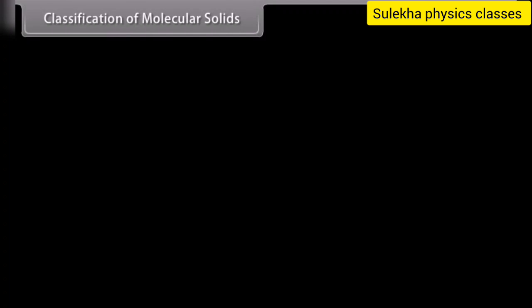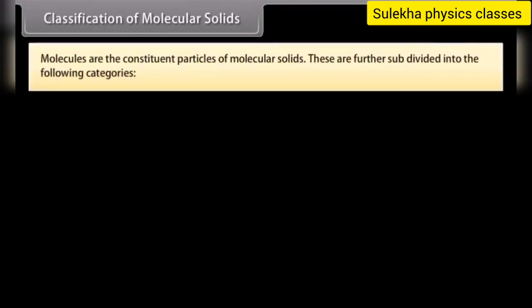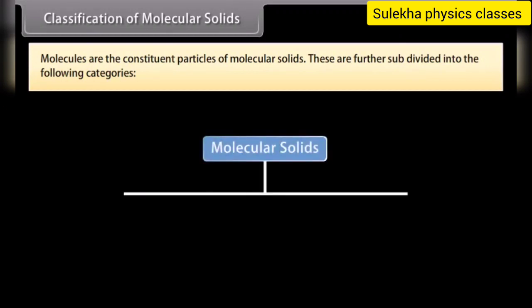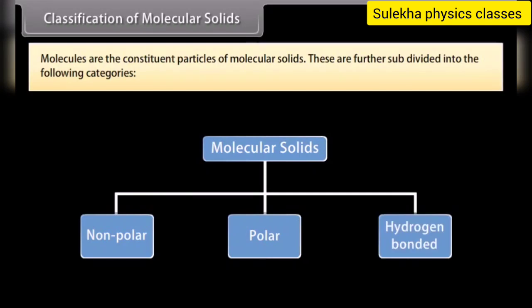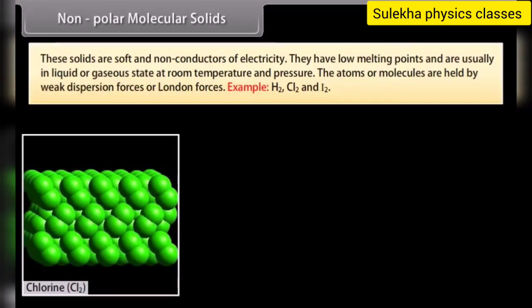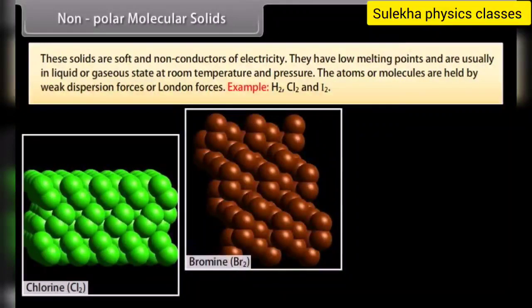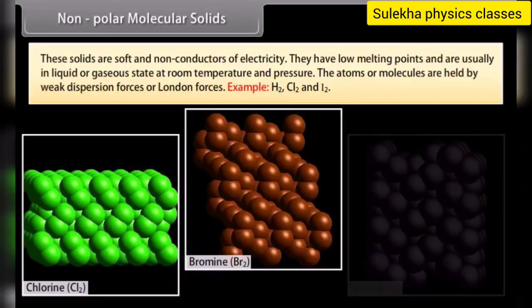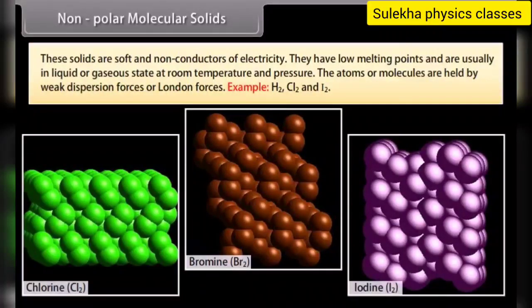Classification of molecular solids. Molecules are the constituent particles of molecular solids. These are further subdivided into the following categories. Non-polar molecular solids. These solids are soft and non-conductors of electricity. They have low melting points and are usually in liquid or gaseous state at room temperature and pressure. The atoms or molecules are held by weak dispersion forces or London forces. Example: H2, Cl2, and I2.